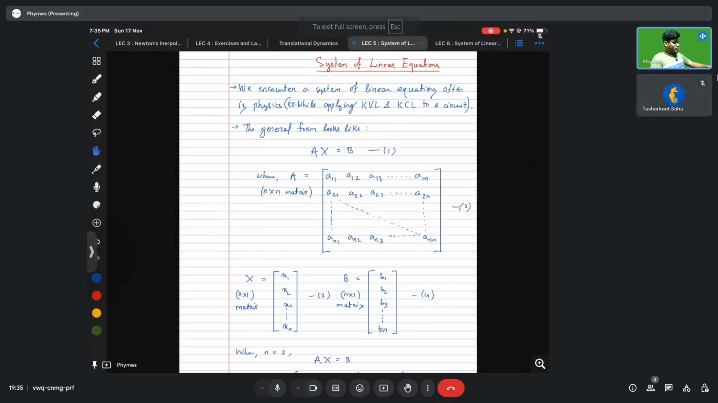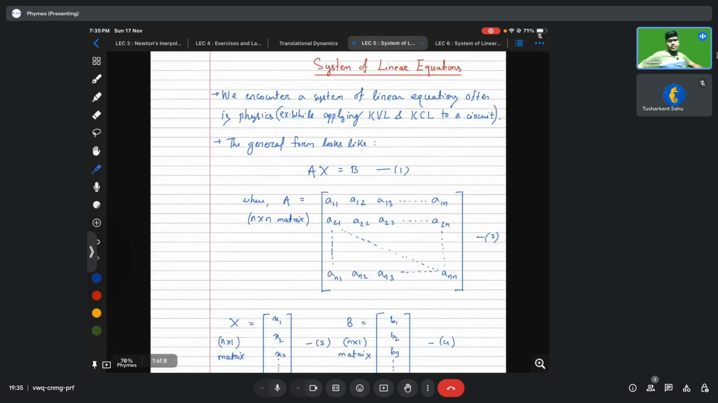Okay, so today we are going to discuss how to solve a system of linear equations. In physics we often encounter systems of linear equations, for example, while solving circuits by applying KVL or KCL, Kirchhoff's voltage law or Kirchhoff's current law, we encounter such linear equations, and in mathematics also we learn how to solve them.